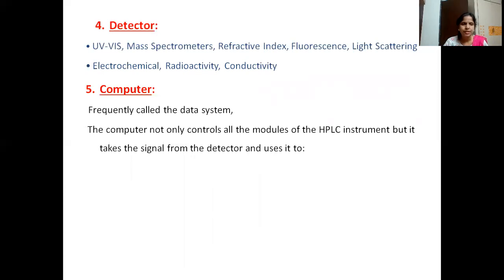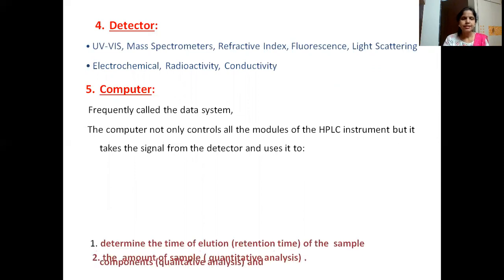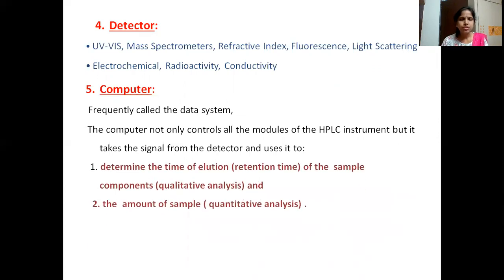The programming will be done on that system only. All the separation and the collection of the waste, that is the mobile phase coming out from the column, will also be collected in separate containers here. The computer not only controls all the modules of the HPLC instrument, but it takes a signal from the detector and uses it to determine the time of elution of the sample components. So as I said, we will get a chromatogram.